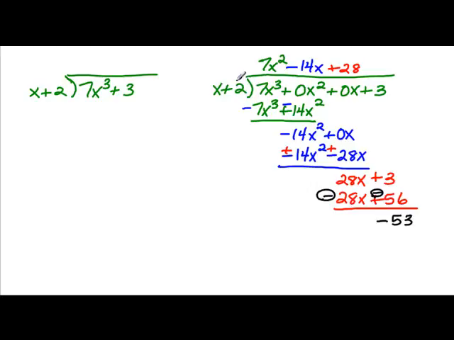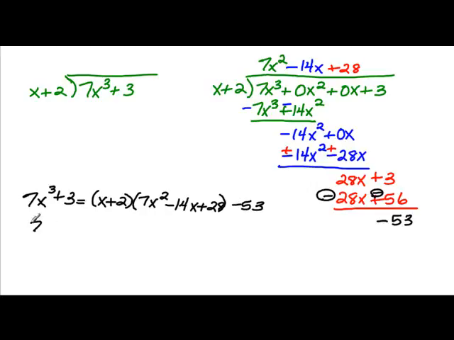So this shows that x plus 2 is not a factor of 7x cubed plus 3. So this tells us that we can rewrite 7x cubed plus 3 with this information that we just found. That is 7x cubed plus 3 is equal to x plus 2, which is the divisor, times 7x squared minus 14x plus 28, which is the quotient, plus the remainder, which is minus 53.